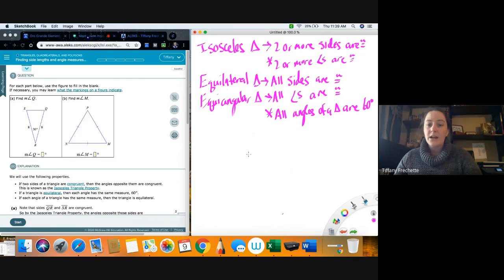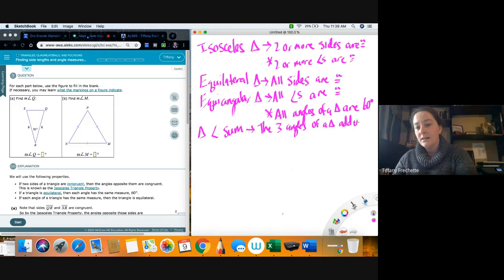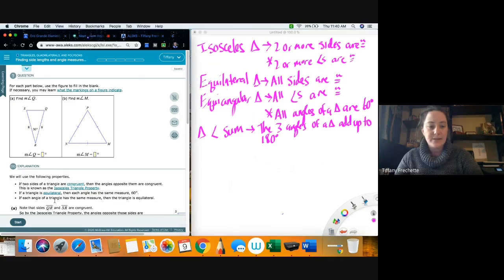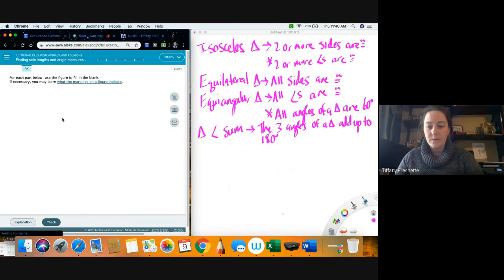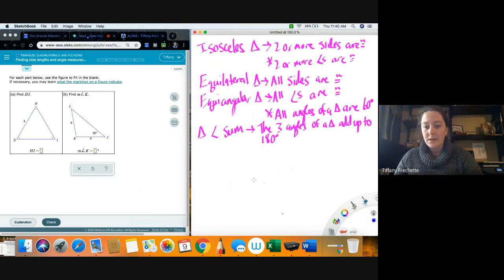Okay. And then we have the triangle angle sum, which just means the three angles of a triangle add up to 180, and I'm kind of taking up a lot of space there. We should be able to do all of our work down here. It's not going to have a whole lot of work on this one. All right, so let's go ahead and get started so we can get through this one. Okay, and change this up to blue.